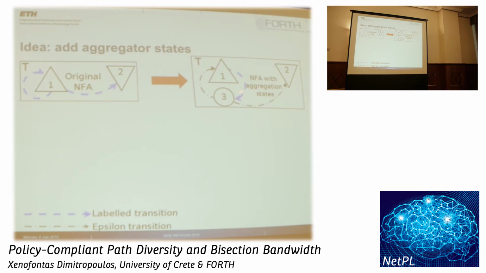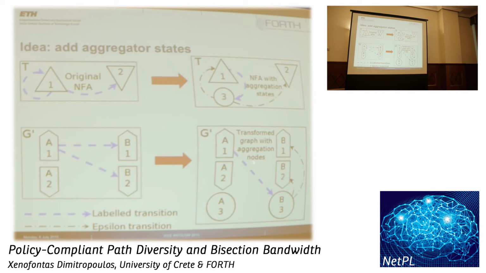And this is an epsilon transition from here to there, so it's a transition that does not consume an input symbol. So the tensor product that corresponds to this graph is this one, and the tensor product that corresponds to this graph is the one we get here. So we see that in this case, by adding this epsilon transition and aggregator states, we can preserve the min cut between A and B.